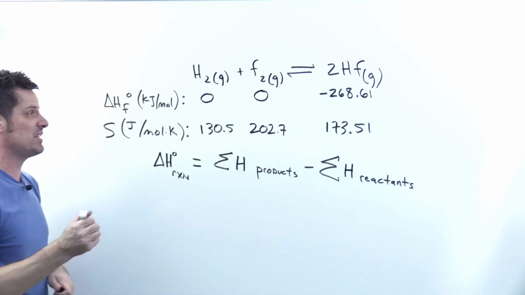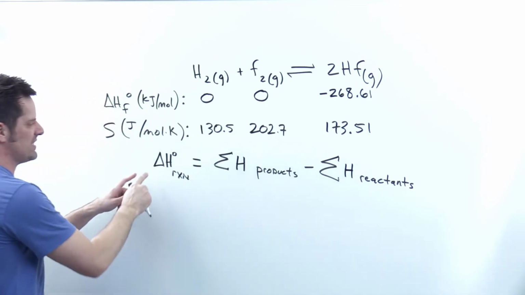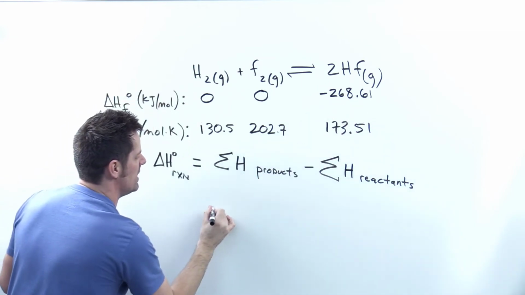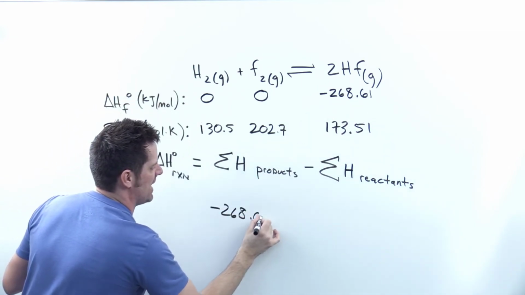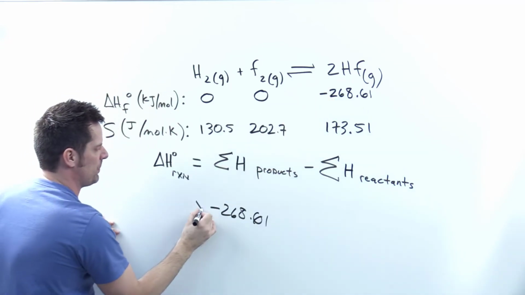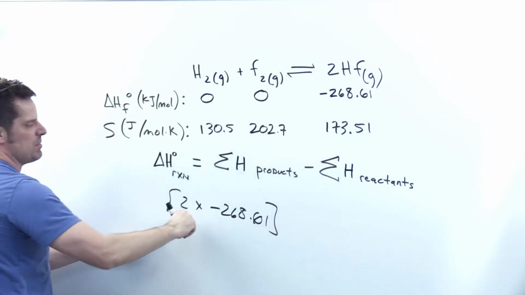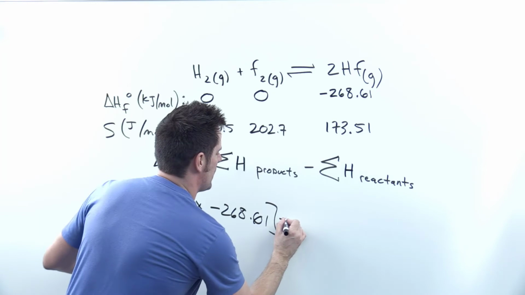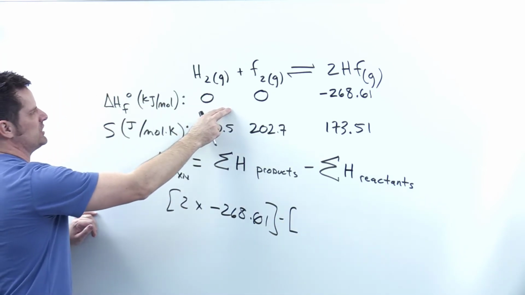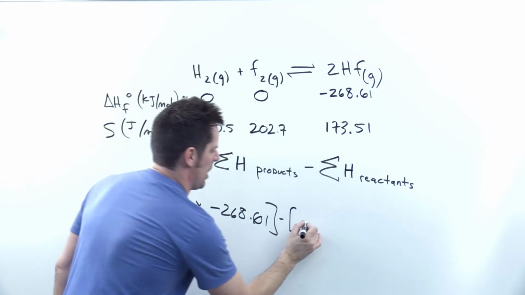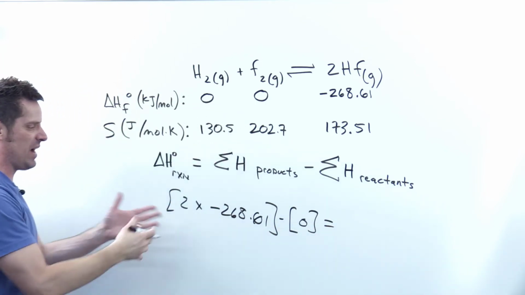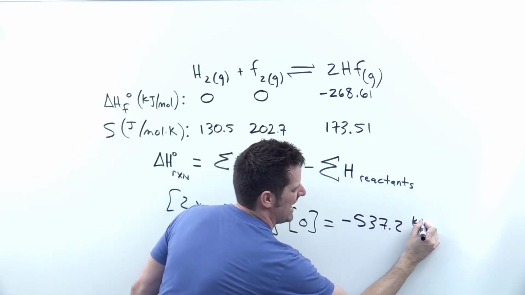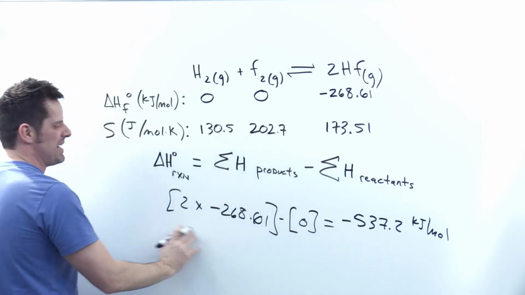Let's insert them into their respective locations in order to get our answers, okay? So for delta H for a reaction, we're going to take our products here. We've got negative 268.61, but you'll notice that there's a coefficient next to that of 2. So we have to multiply this by 2, okay? So that is going to be the sum of all the delta H's for our products. In this case, there's only one product. And then we're going to subtract from that the sum of the delta H formations of our reactants, which is going to be 0 plus 0, okay? So I'm going to throw all that into my calculator, and I end up getting negative 537.2, and of course the units are kJ per mole, okay? So that's my delta H.